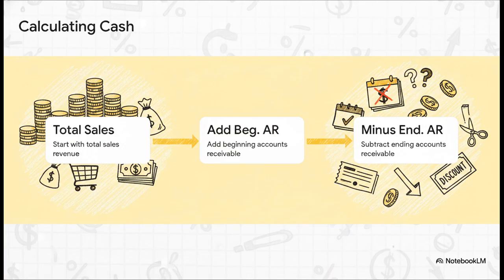Well, we kind of have to reverse engineer it. Step 1, we grab our total sales revenue for the year. But since not everyone paid in cash, step 2 is adding the accounts receivable we were owed at the beginning of the year. Finally, step 3, we subtract the accounts receivable still sitting unpaid at the end of the year, along with any discounts. Once we adjust for these changing balances, we finally back into the true cash number.